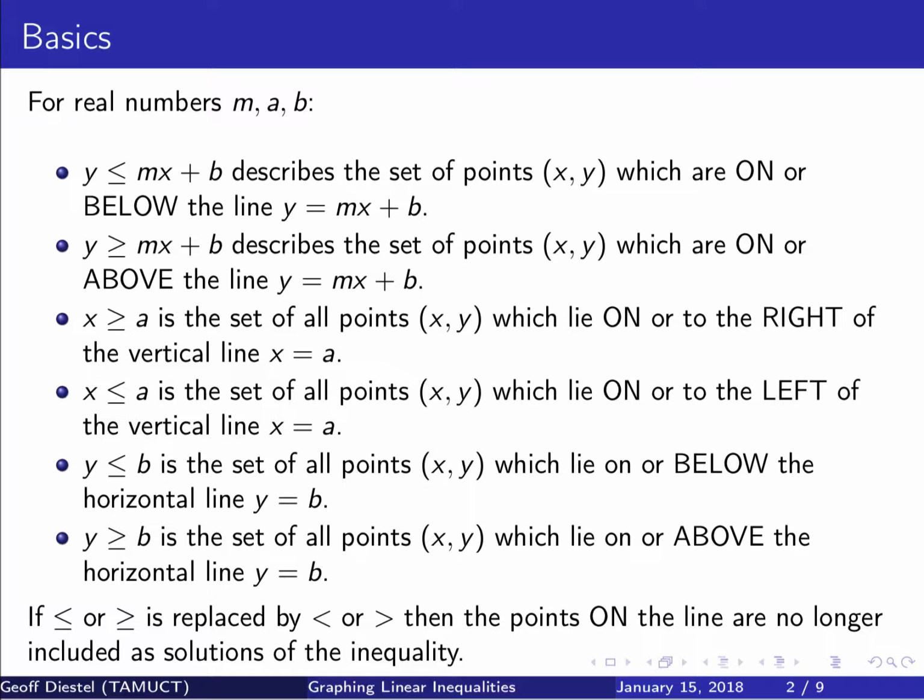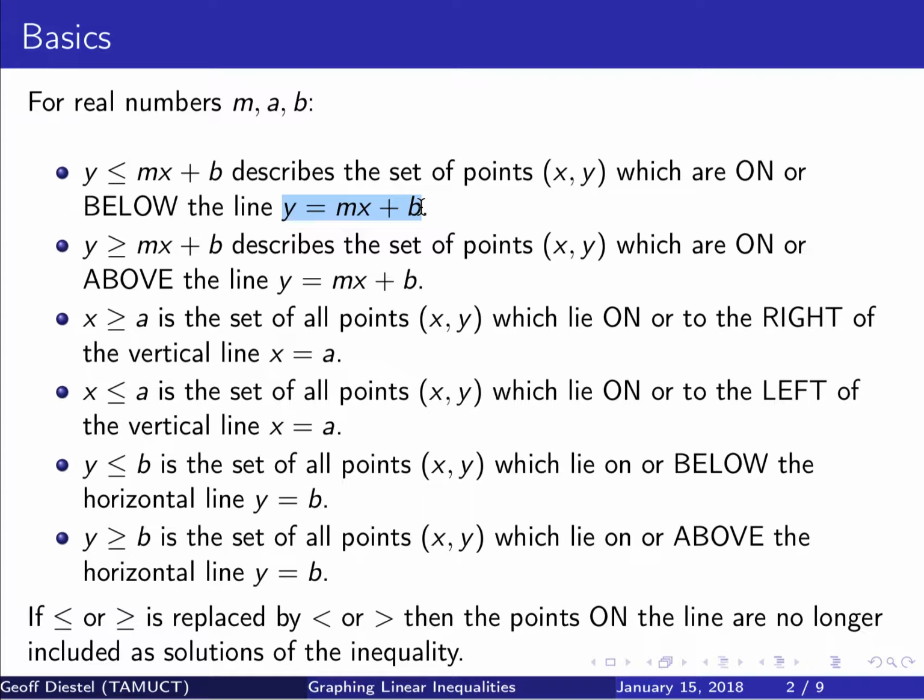So for real numbers m, a, and b, we have different types of inequalities, and these are linear inequalities because they're related to linear equations. For example, the first one is giving us a set of points that satisfy this inequality: the points that are either on or below the line y equals mx plus b. Again, the equals in the less than or equals is why we say on or below.